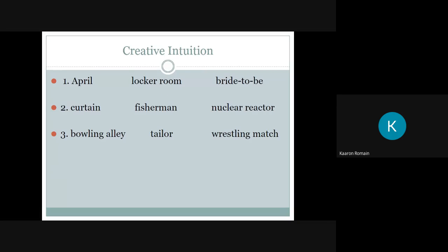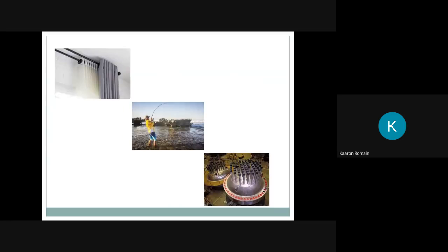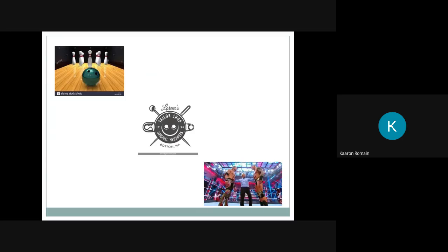And the last question, bowling alley, tailor, wrestling match. Pins. Yep, that is correct. Bowling alley pins. A tailor has to use pins, and also a wrestling pin.